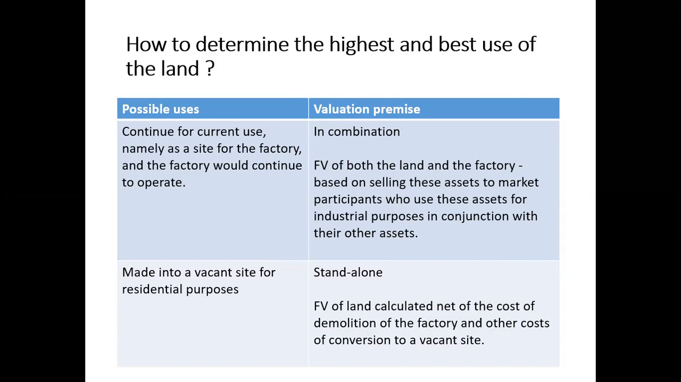But otherwise, if we would find that making it a vacant site for the residential purpose is another possible use, and it is a standalone one, in that case, the fair value of the land is calculated net of the cost of demolition of the factory and other costs of conversion to a vacant site.